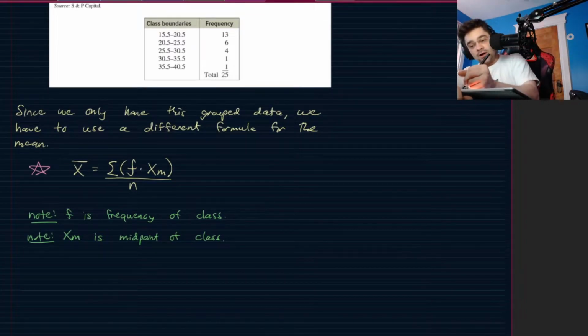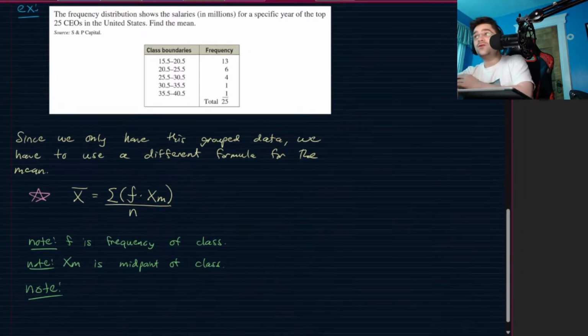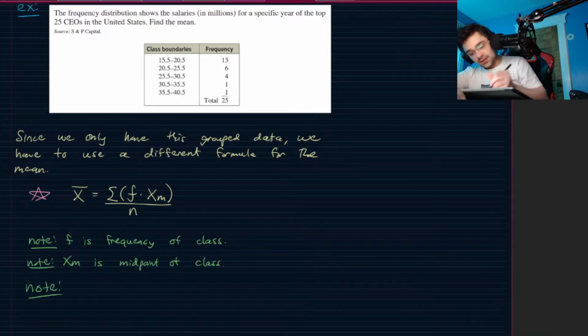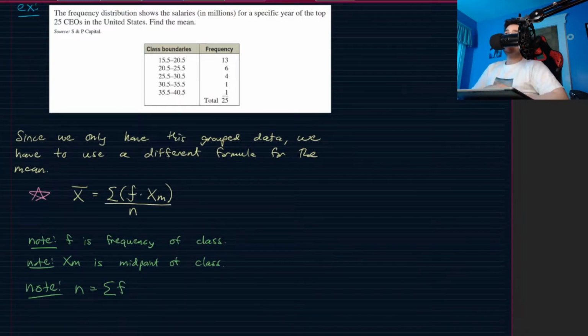And remember, in this case, I guess one more note, because how do you know what n is if you don't have this total, right? So here it does have the total, so n here is 25, but it doesn't always. So in this case, it's the sum of all the frequencies. N is going to be equal to the sum of the frequencies, right?